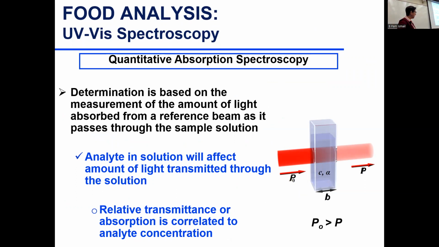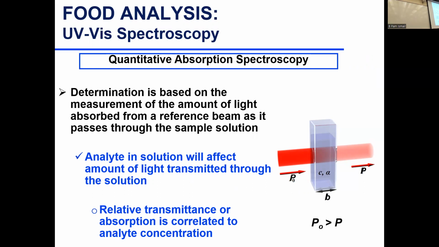So few things you need to remember. This might come in a quiz, that exact drawing. So you have P0 is the incident beam. P is the transmitted or exiting beam. And then you have a sample in a cuvette or a test tube. In there, B represents the length of the path of light. So the light is going through your cuvette, and B is the length that the light goes through.